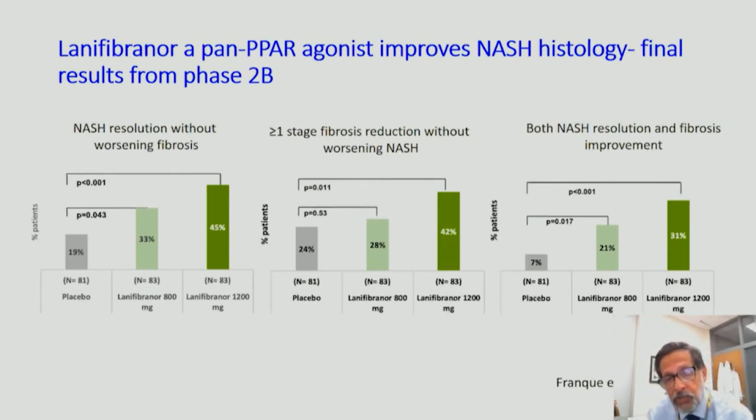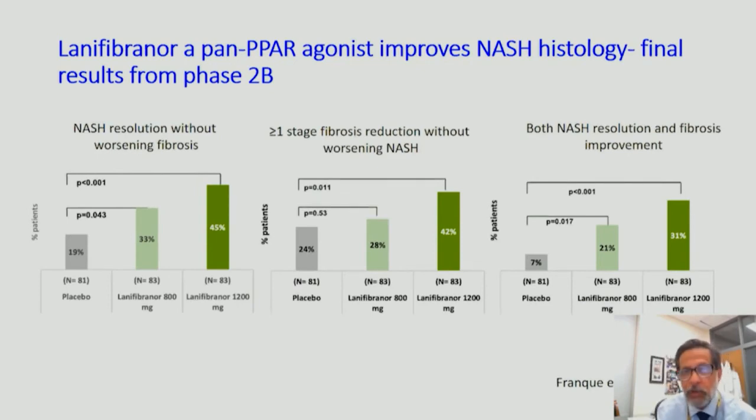And this pan-PPAR, lanifibranor, actually had a significant improvement on NASH resolution without worsening of fibrosis, as well as in fibrosis reduction without worsening of NASH. And if you look at the combined effect of NASH resolution and fibrosis improvement at 1200 milligrams, this was highly significant. And it was also significant for the 800 milligram dose. So this was just published in the New England Journal 2 weeks ago, and we are now moving into phase 3 with this.